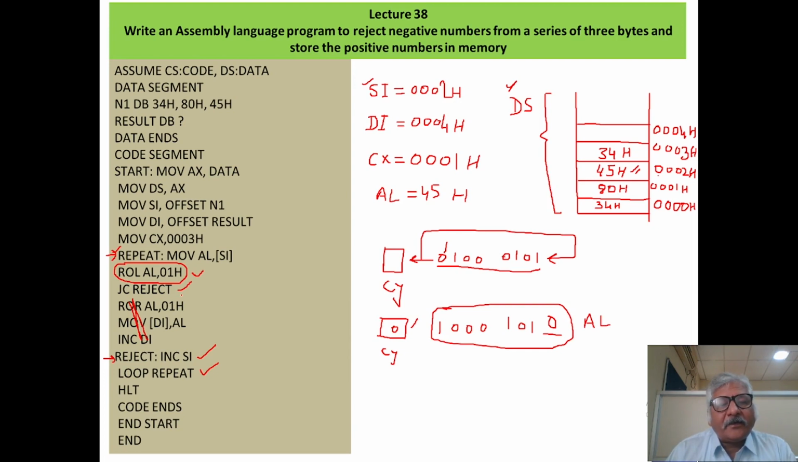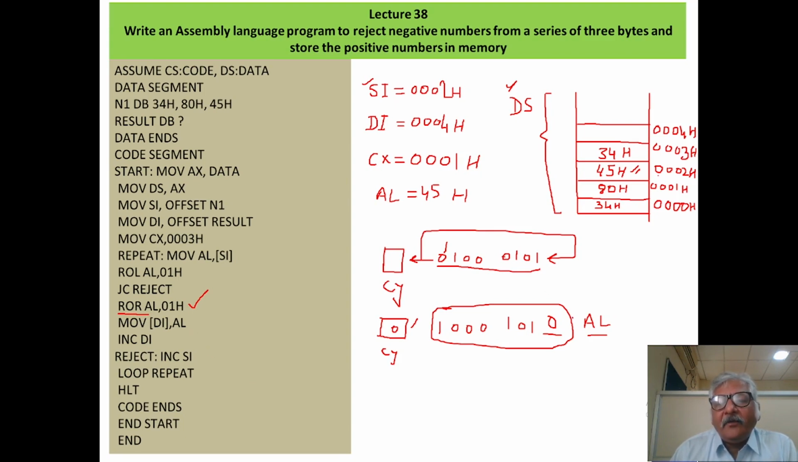Now jump carry reject. If the carry flag is 1, then go to reject. But this carry flag is 0. This indicates the number is positive. So the sequence of the program will not go to the label reject. The number is positive and we have to store this number. That's why the program will come to this instruction. We have to restore our number because in AL, due to the ROL instruction, the number has been changed. So we have to bring back the number. For that, the ROR operation is to be performed. ROR AL, 01 will restore the number in the AL register.